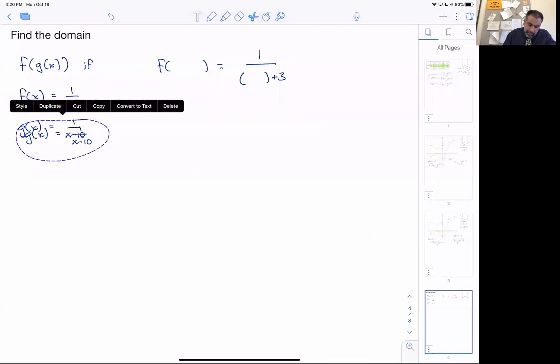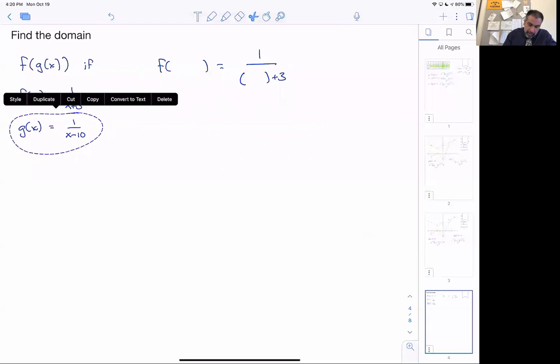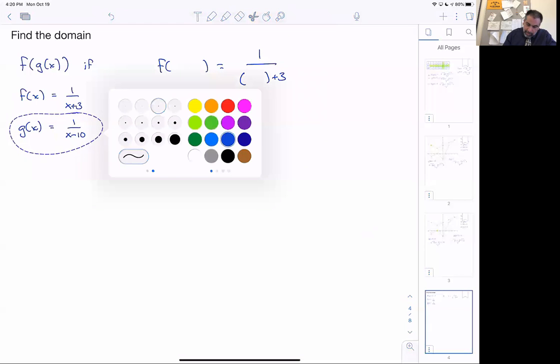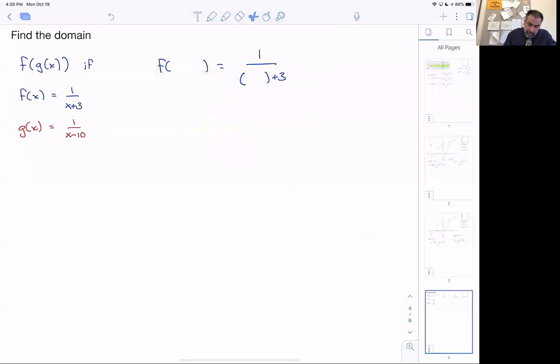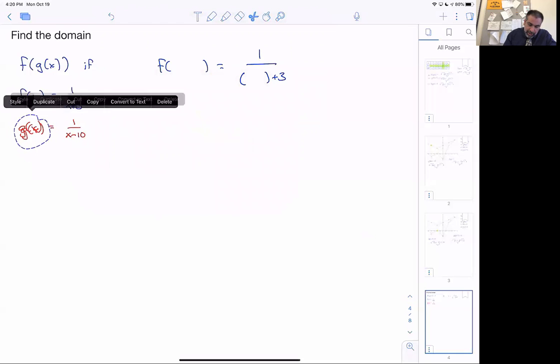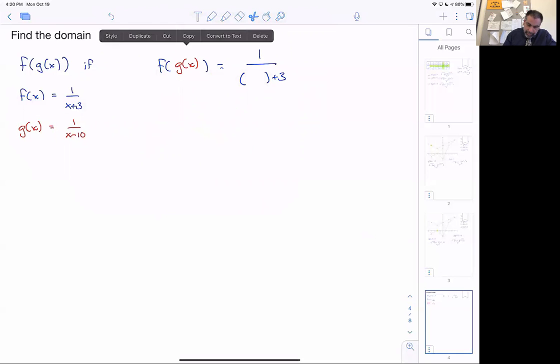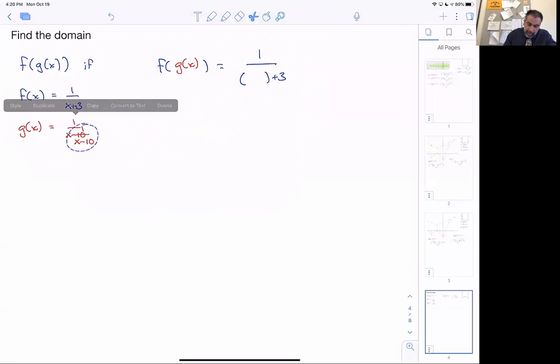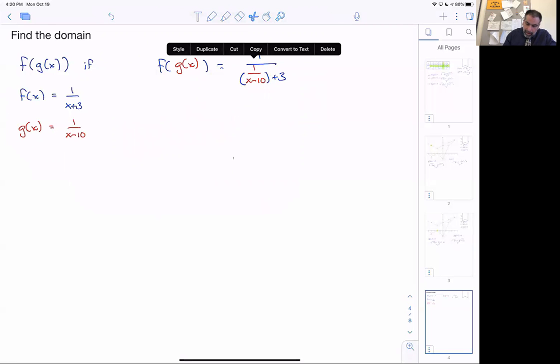Let's make it easy to look at. We're just going to change some colors here real quick. So what I want to do is take that g of x and plug it in here. And instead of plugging g of x in on this other side as well, we're going to actually plug in what g of x is equal to. So we're going to plug in that 1 over x minus 10. So this is our function f of g of x.